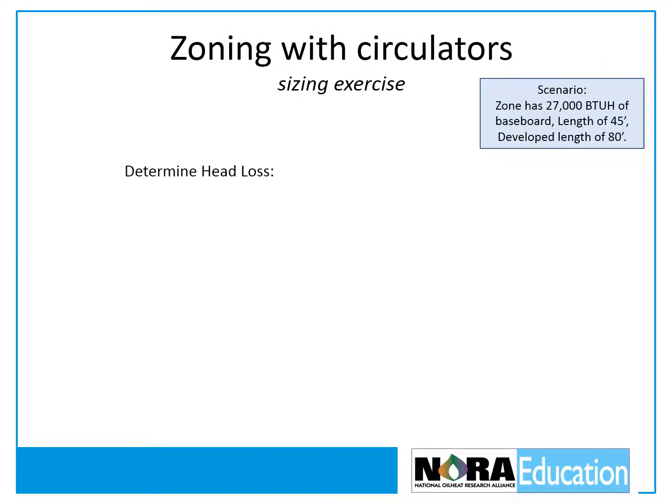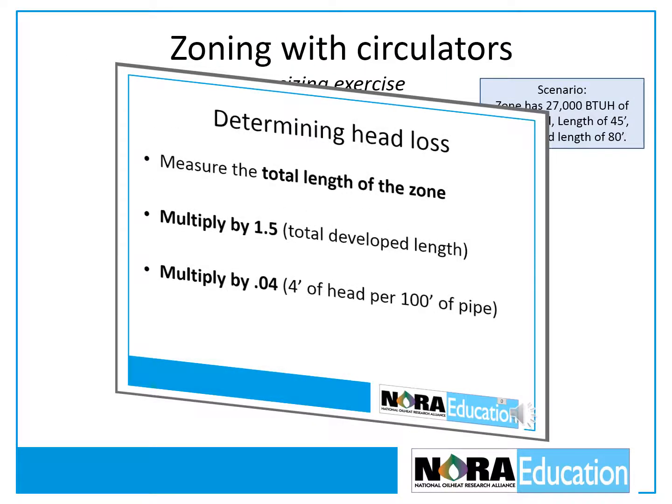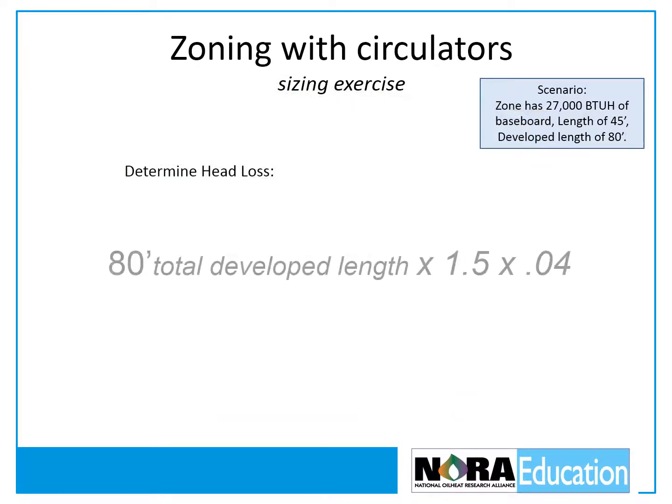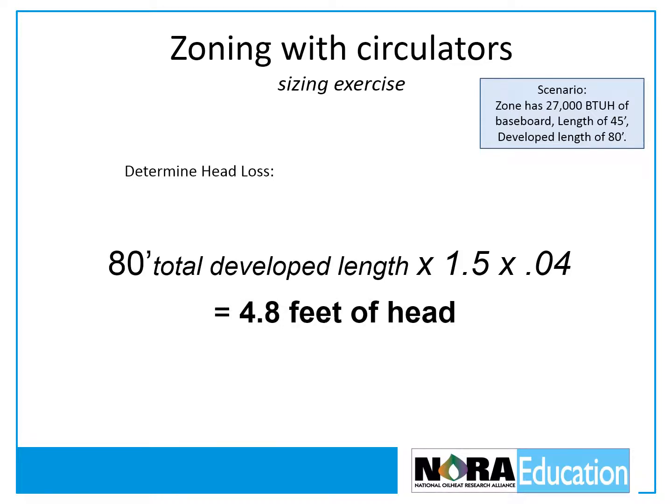Now we need to determine our head loss. So let's review. Determining the head loss by measuring the total length of the zone, multiply that times 1.5, and that gives us the total developed length. Multiply that times 0.04, and that'll give us our head loss. So in this scenario, we have 80 feet of total developed length. We're going to multiply that times 1.5 and then times 0.04, as our formula states. This is going to give us 4.8 feet of head.